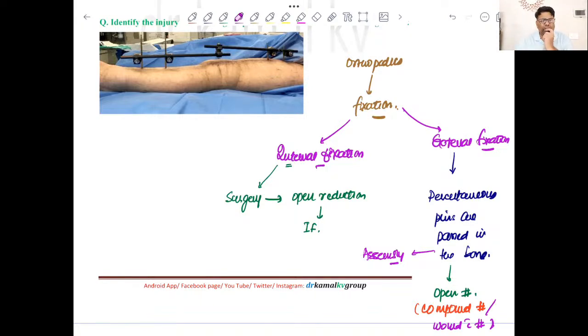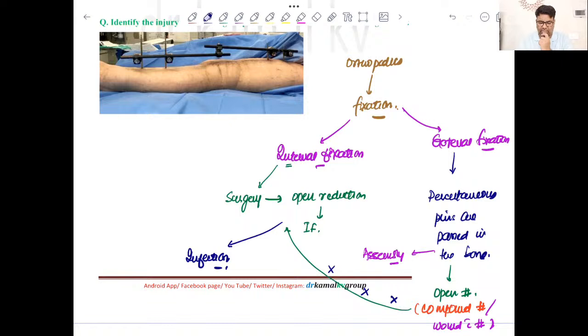So whenever there is a wound in the vicinity of the fracture, never do any internal fixation, because if you do any internal fixation, you can land up in infection, right? So that is very problematic to manage. Therefore, we never advise to go for internal fixation in case of open fractures. Always go for external fixation, let the wound heal. Once it heals, then you can go for any fixation or whatever you feel right at that moment of time, right? So this is the concept of external fixation.